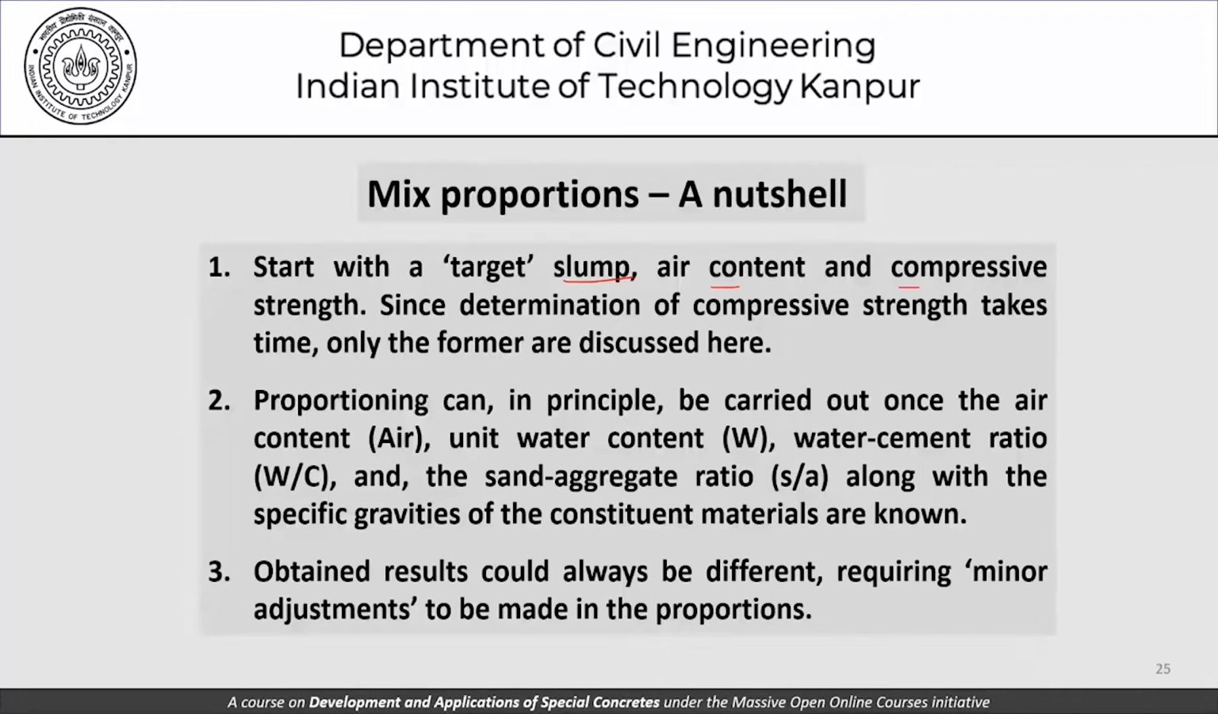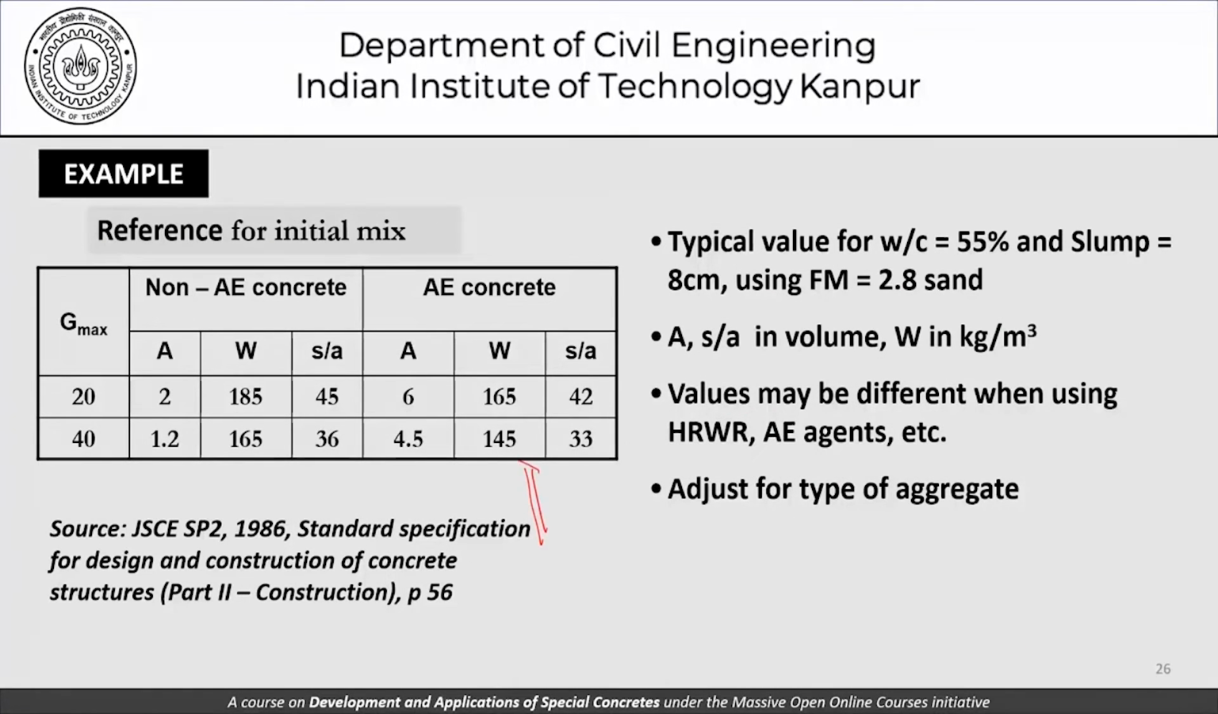Obtained results could always be different, requiring minor adjustments to be made in proportions, and this is something which we'll possibly touch upon, not necessarily today, but in the next class. Now here is an example of a table which is available to you in different codes or guidelines. This one is from the JSCE SP2, the Standard Specifications for Design and Construction of Concrete Structures. A similar table is available with us in India also. IS 10262 gives you a similar table. The values could be slightly different. Please do check it out.